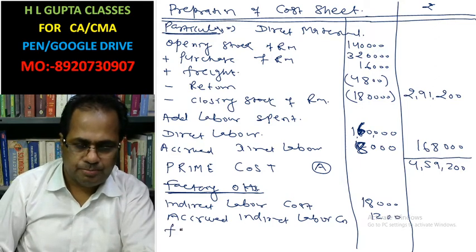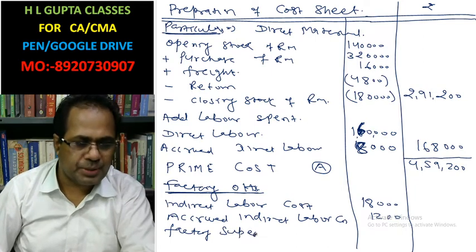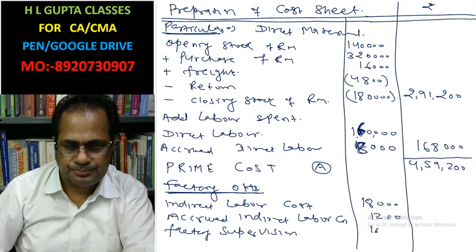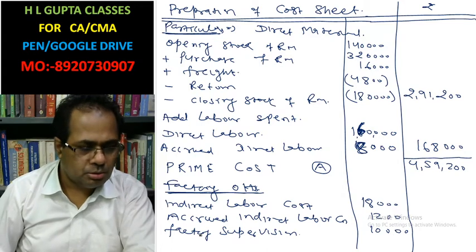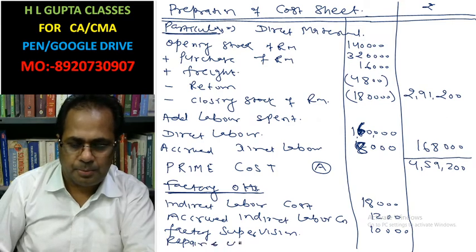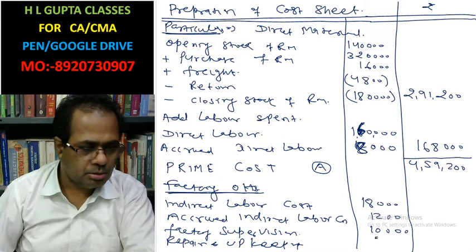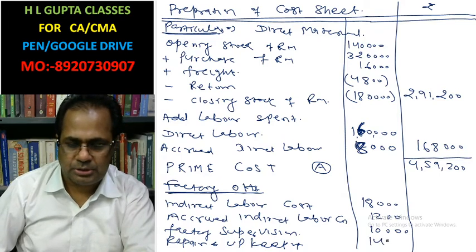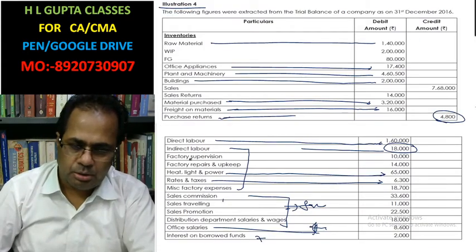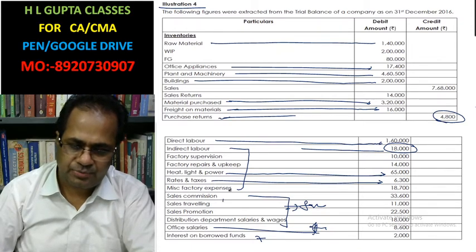Factory supervision, this is given, 10,000. Repair and upkeeping 14,000. All this information is given here. Look at here. Factory supervision, factory repairs and upkeeping 14,000. Heat, light and power, rates and miscellaneous factory expenses.